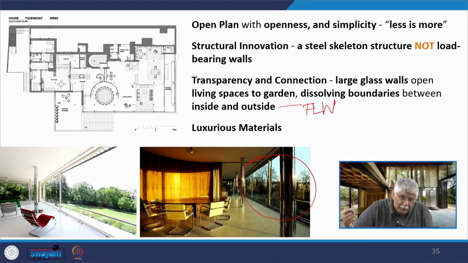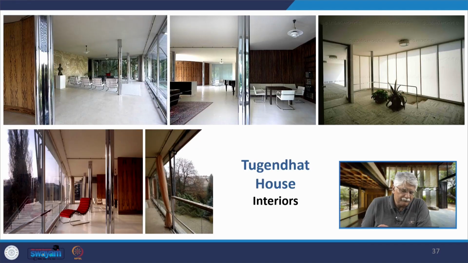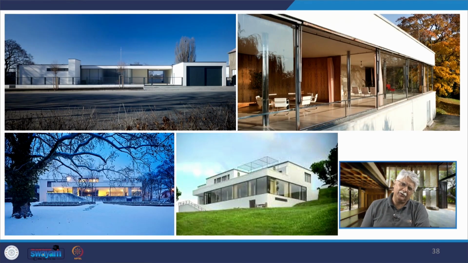Another aspect of Mies' work is the use of luxurious materials. Please refer to my earlier lectures where I have talked in slightly more detail about this aspect of Mies' work. These are some of the pictures of the Tugendhat House, the interiors and the exteriors of the Tugendhat House.